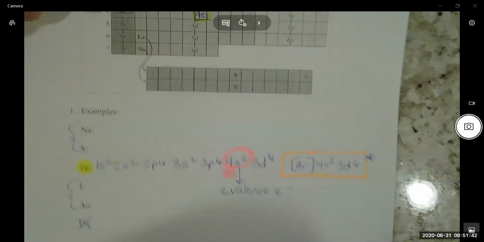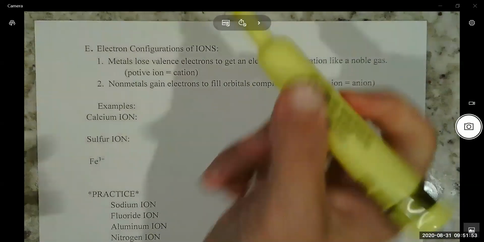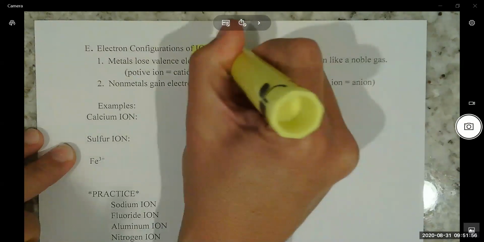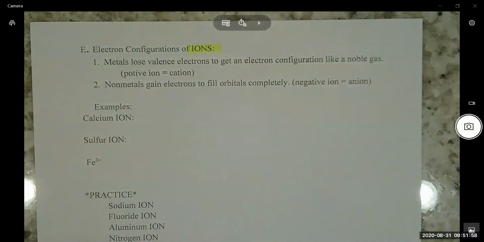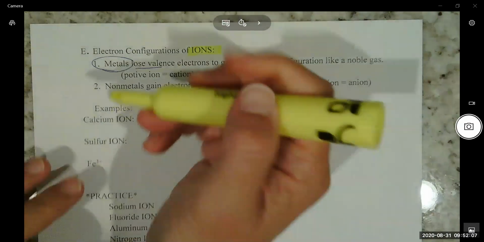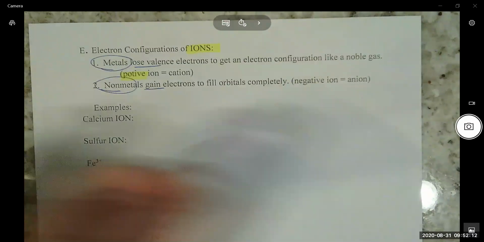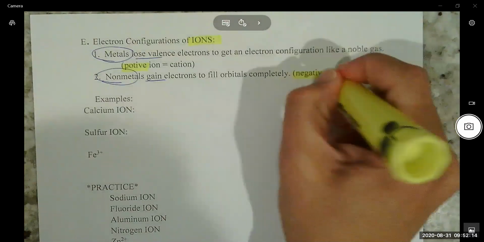All right, we're almost there for our notes for today. Go ahead and turn to the next page. We're going to talk about electron configurations of ions. Okay, so just a reminder of what an ion is. An ion is any atom that has either gained or lost electrons, and so it has a charge. Metals lose electrons and become positive. Nonmetals gain electrons and then they become negative.